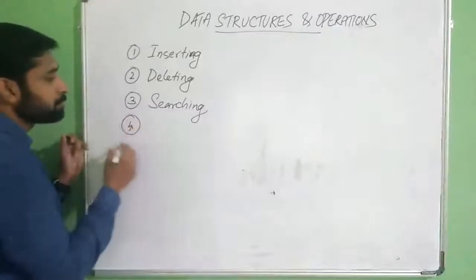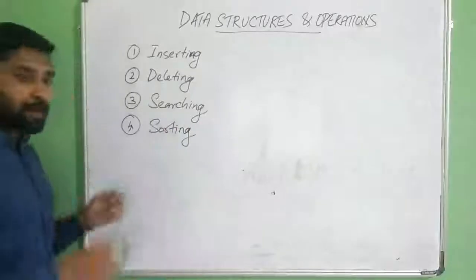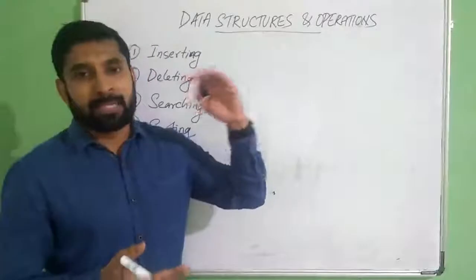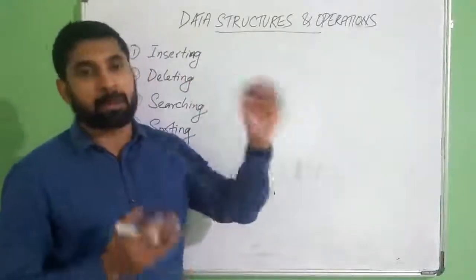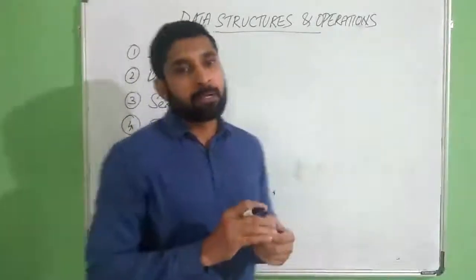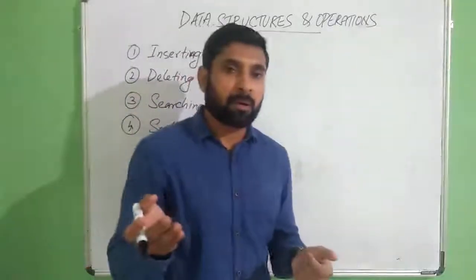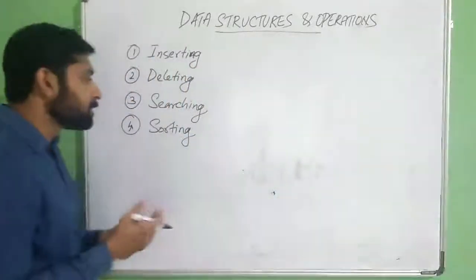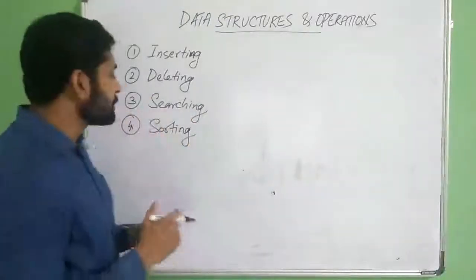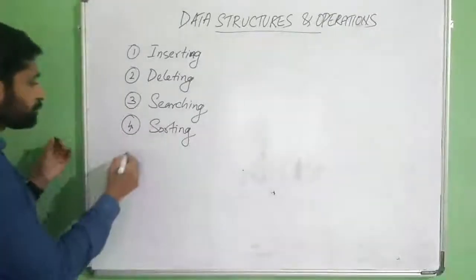Then the fourth one is sorting. Sorting means we have a list of items, say numbers or names, and we arrange these numbers or names or data items in a particular order. It may be in ascending order or in descending order. So that process is called sorting. We have learned about selection sort, bubble sort, etc. There are a lot of sorting algorithms. So sorting is rearranging or arranging the elements in a particular order, especially in ascending order or descending order.